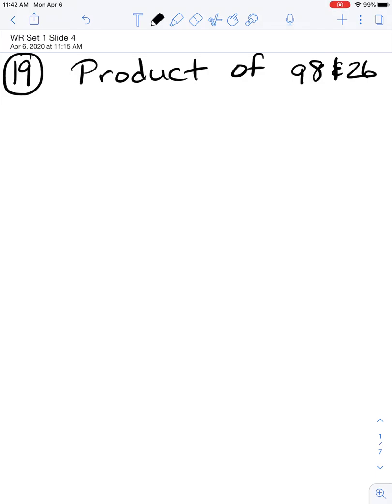Hi class. Today we are working on Wolf Review Set 1, Slide 4. Problem number 19 is asking you to find the product of 98 and 26. I'm going to do it two ways for you. First way is the algorithm. We call it the old-fashioned way.